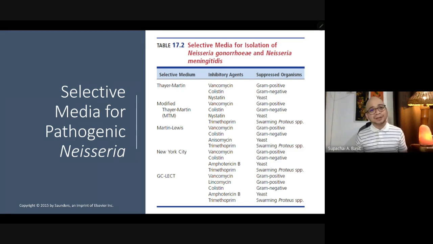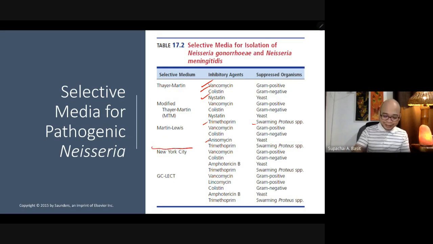So, for example, Thayer Martin medium contains vancomycin, which prevents growth of gram-positive organisms, colistin, which prevents the growth of gram-negative organisms, and nystatin, which prevents the growth of yeast. And then the modified Thayer Martin medium has trimethoprim added to prevent swarming of Proteus. And then Martin Lewis medium would also have the same vancomycin and colistin, but instead of nystatin, it has anisomycin, which of course prevents the growth of yeast.